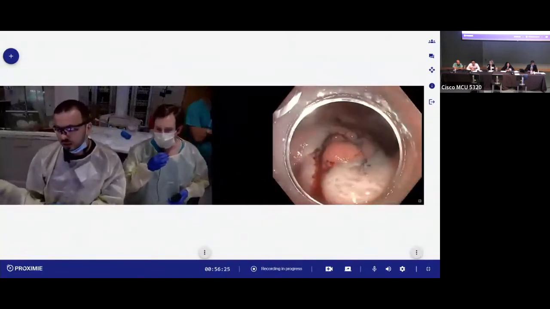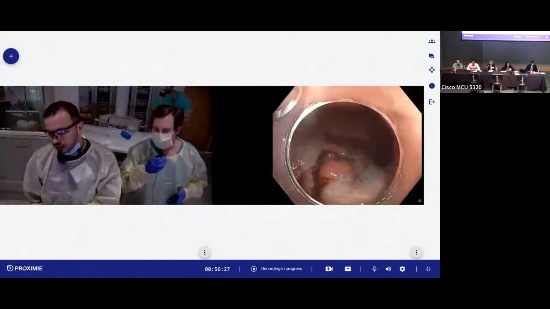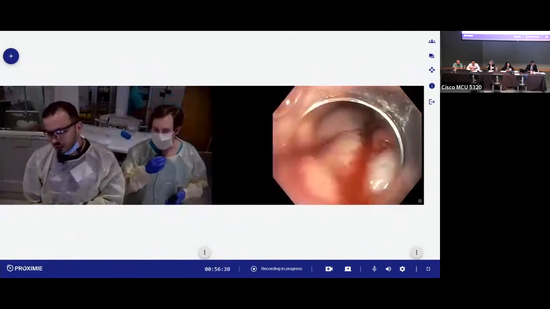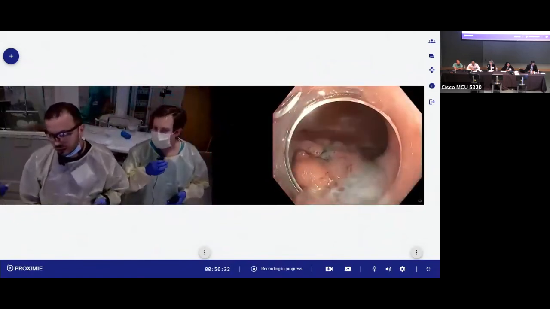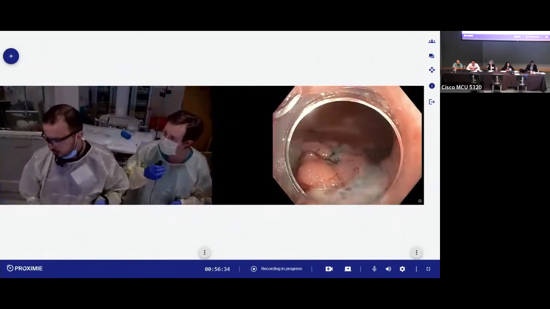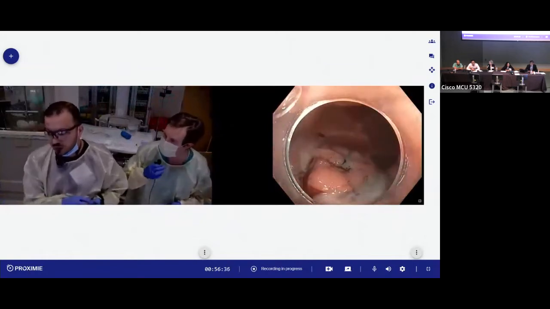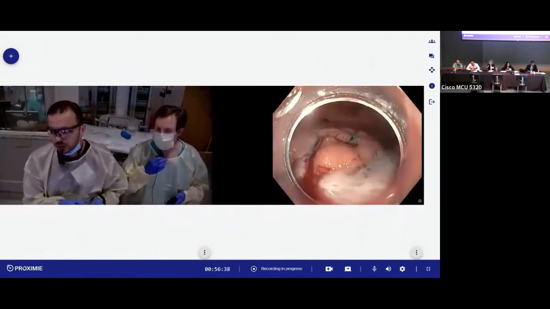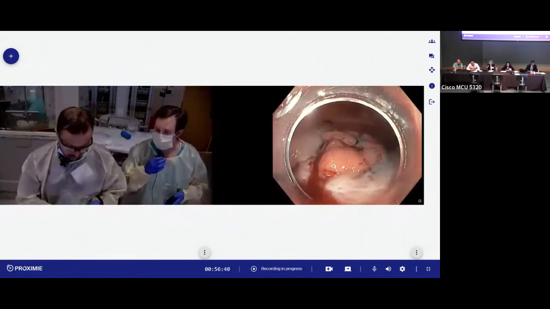Hassam has just done a little bit more injection of the lesion. He's getting a very good lift here. One thing we were discussing is snare selection. Could you speak to that a little bit in terms of size and aspects of the snares that you like to use for these EMR cases?